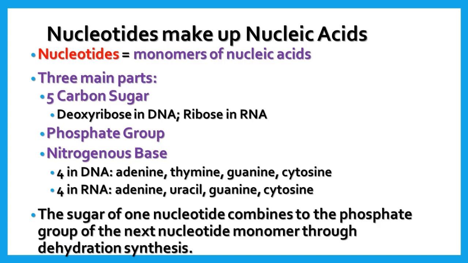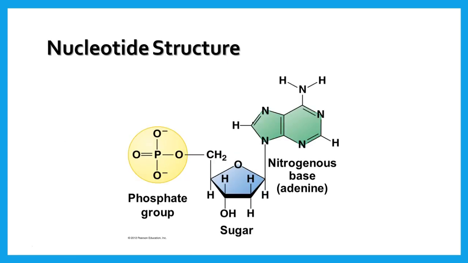The way they're put together is the sugar of one nucleotide combines to the phosphate group of the next nucleotide through the process of dehydration synthesis, as we've discussed with all the other organic molecules we've talked about. This makes a backbone for the molecule that is alternating sugars and phosphates. Here's what a nucleotide looks like, generally speaking. Here's our 5-carbon sugar, a nitrogenous base. Notice those amino groups on there. This particular one is adenine, and the phosphate group attached to the sugar.